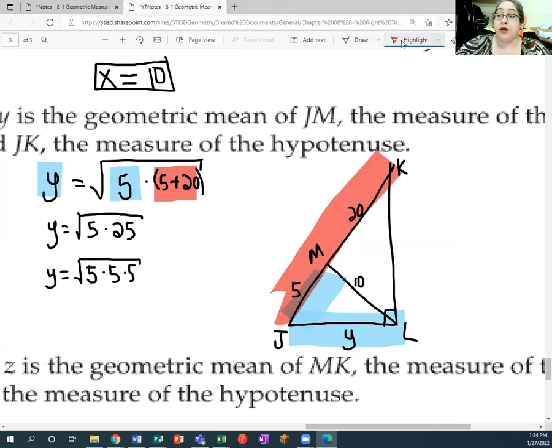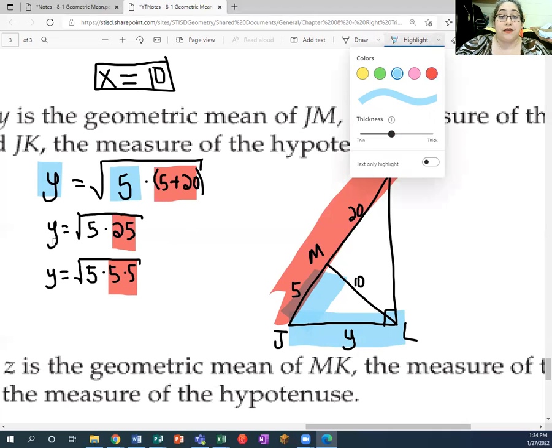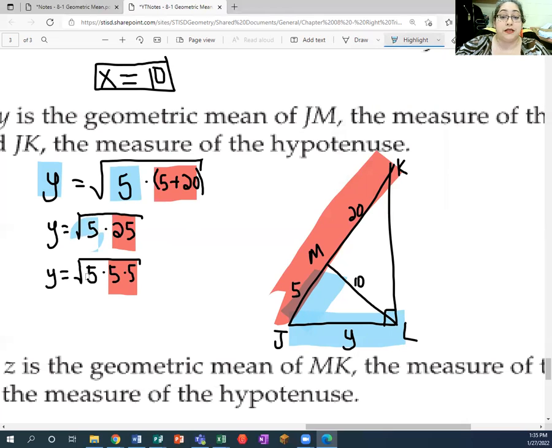And let's give you a bit more color so you can track what I did. There's the measure of the hypotenuse. And there is that 25 written as 5 times 5. And then this was the piece of the hypotenuse closest to the leg.